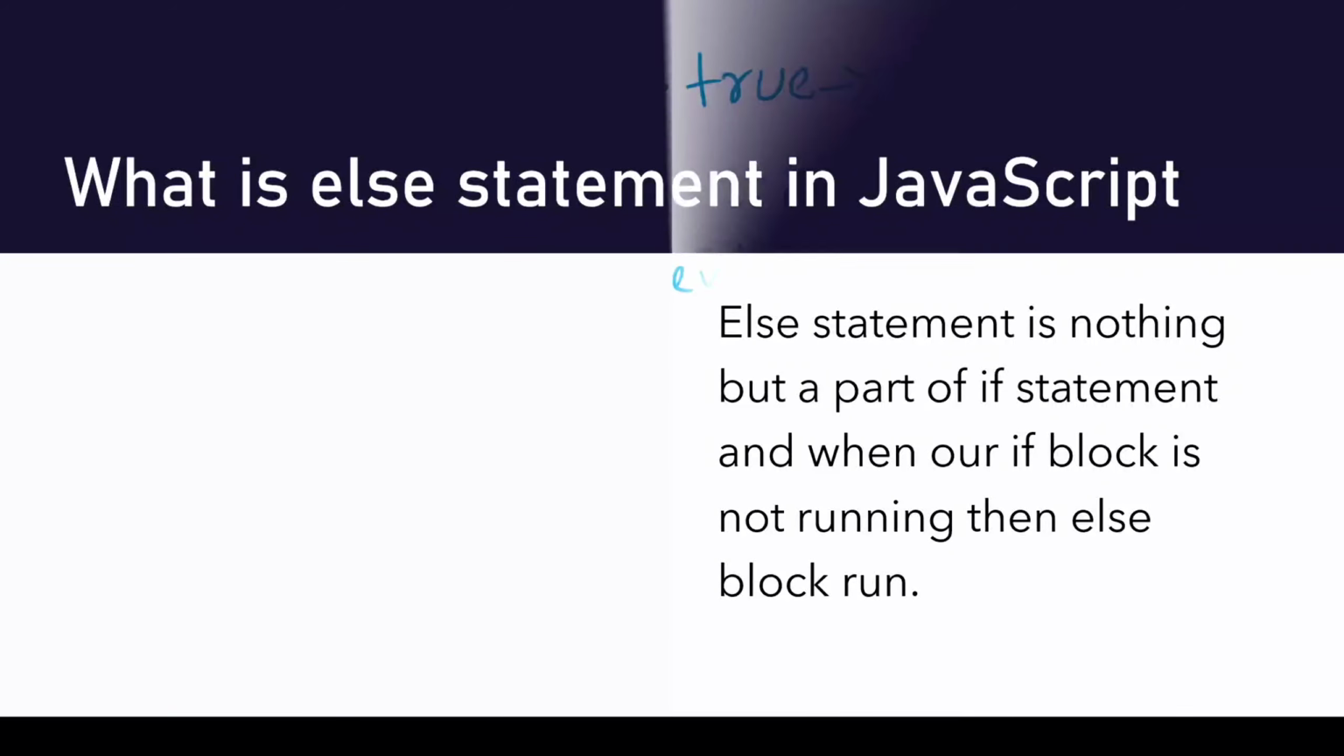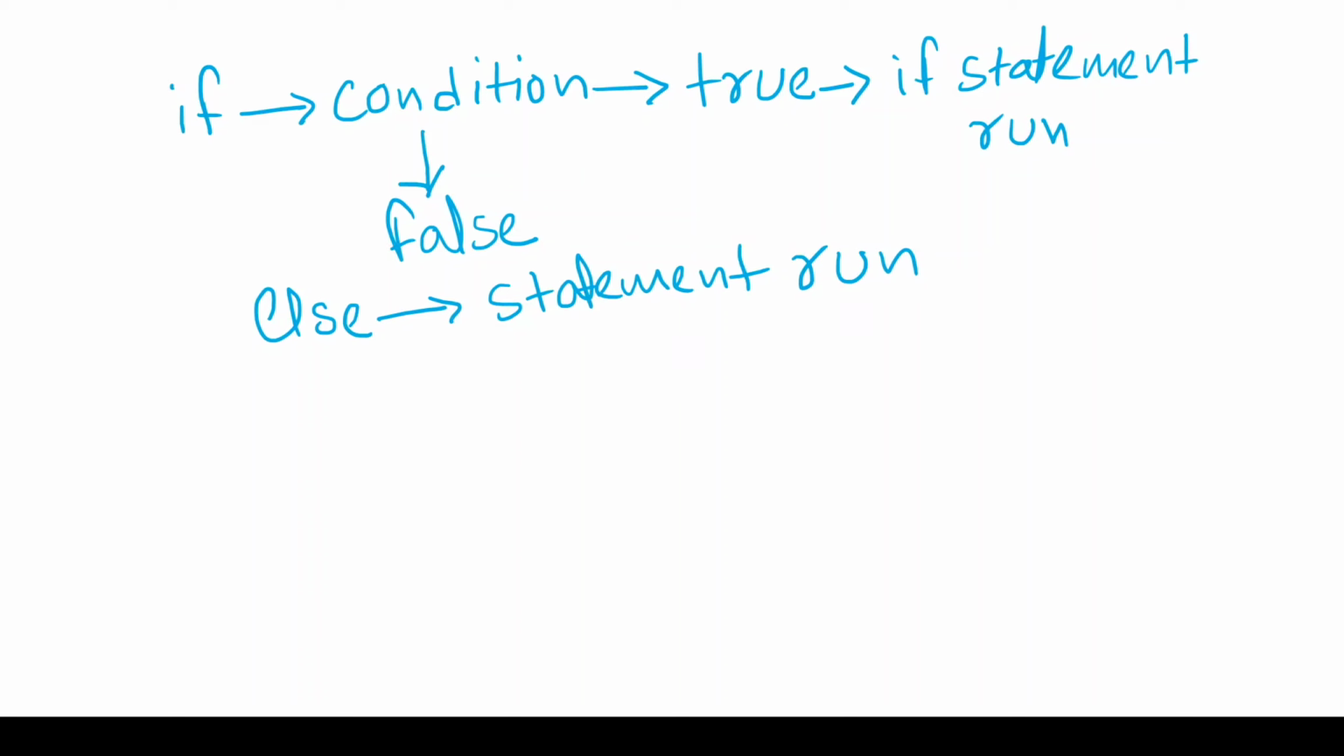Okay, this is how it looks like. If the condition is true, then the if statement is running, and whenever this condition is false, then our else block is running. This is called the if else statement in JavaScript or in any program.